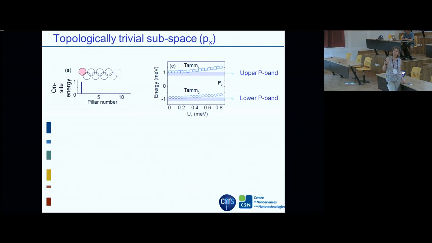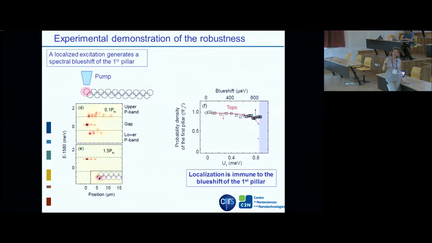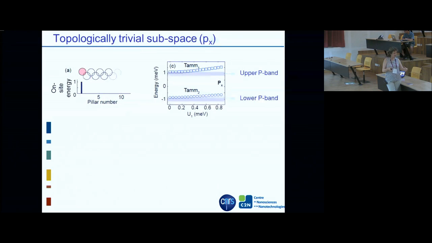So, as you know, in this structure, we have both a topological chain, the one for the py orbitals, but we have also a trivial chain, which is for the px orbitals. Okay, so it's just looking at the other subset. So when we consider this chain and we don't introduce this change in energy of the first pillar, we have no edge state. But then when we blue shift the first pillar, this is as if we were creating a defect in a periodic chain. You actually create also an edge state, which is a Tamm state, which is well known.